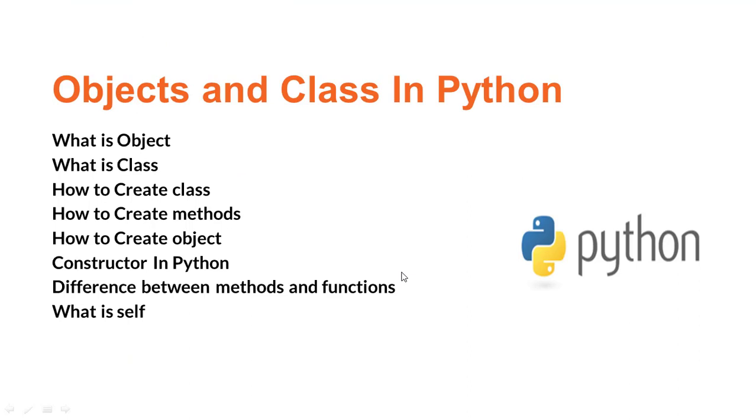So this is what we covered. We discussed what is an object, what is a class, how to create methods, how to create an object. We discussed the constructor, the difference between function and method, and we also discussed self.